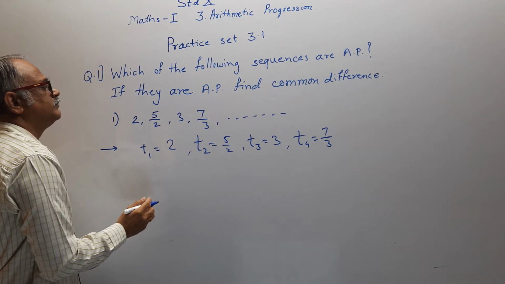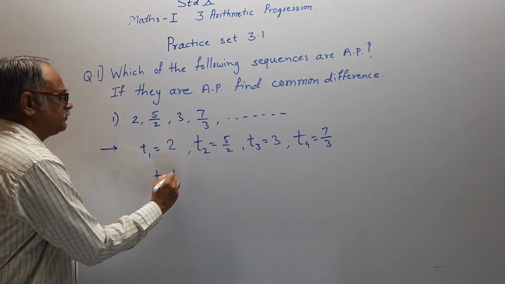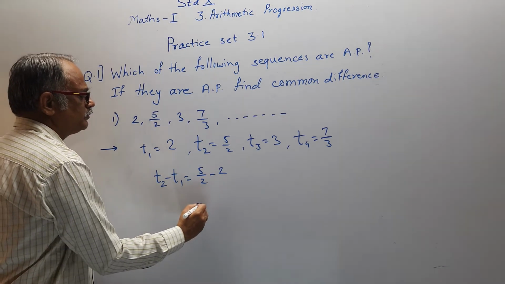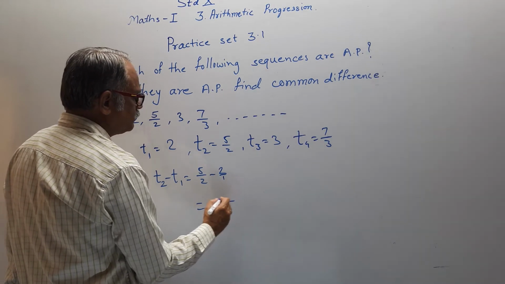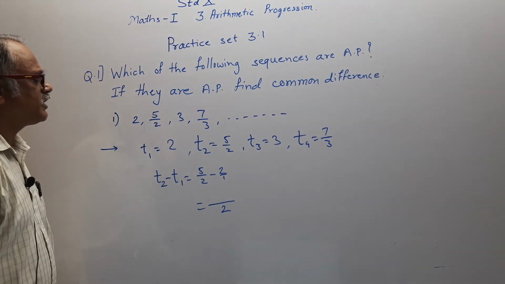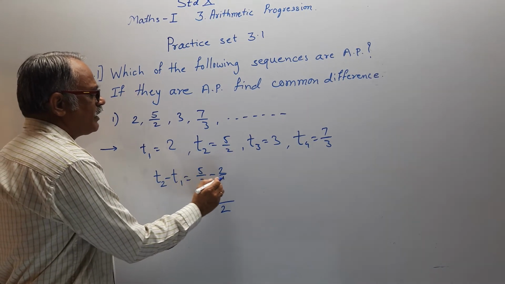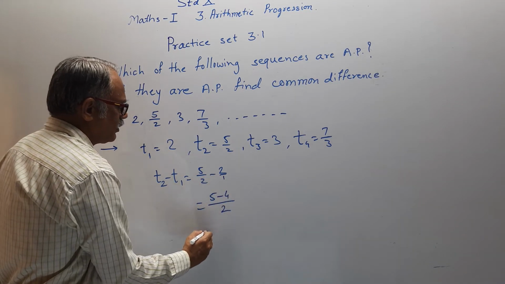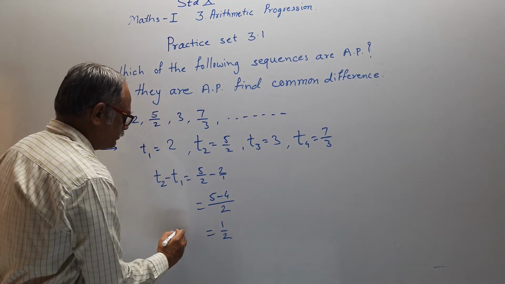Then find T2 minus T1. 5 by 2 minus 2. 2 means everyone knows 2 upon 1. Then the product of 2 into 1, the denominator, is the LCM, and then we have to cross-multiply. First numerator with second denominator: 5 ones are 5, minus 2 twos are 4. So what is T2 minus T1? 1 by 2.